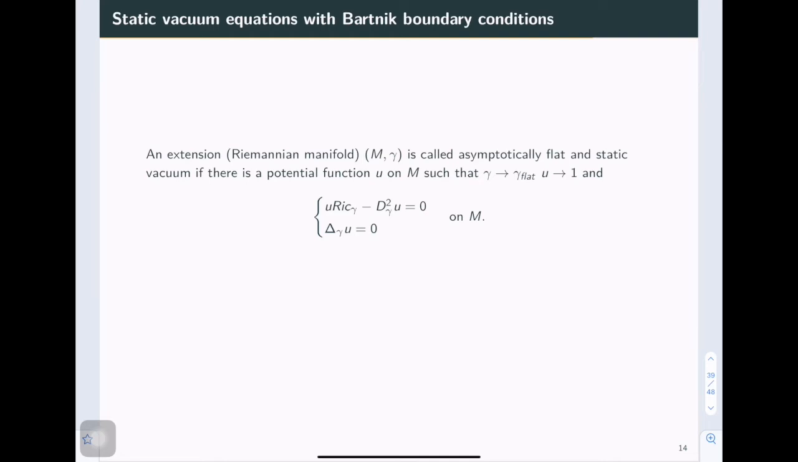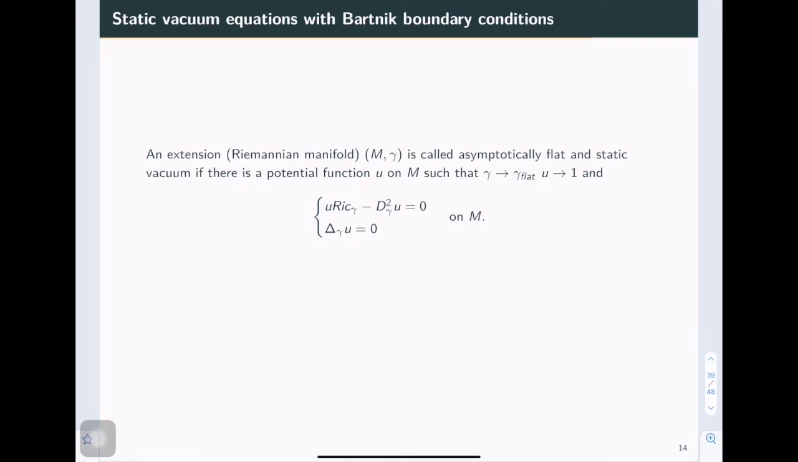Here we call a manifold asymptotically flat and static vacuum if there is a potential function U on the manifold M, so that U decays to 1 at infinity, and meanwhile the metric gamma decays to the flat metric at infinity. Furthermore, this pair gamma, U should satisfy this system called the static vacuum equations on the manifold M, which requires that U times the Ricci tensor of the metric minus the Hessian of the function U with respect to the metric should equal 0. And furthermore, U should be a harmonic function with respect to the metric gamma.